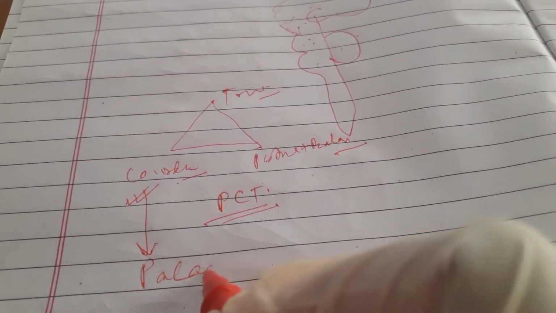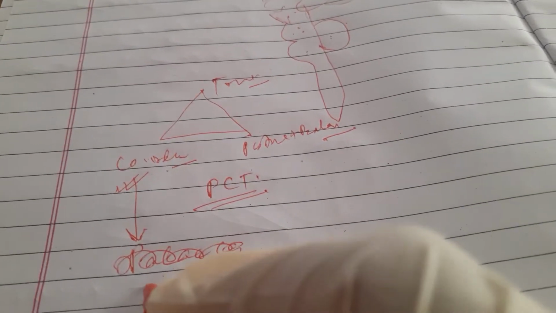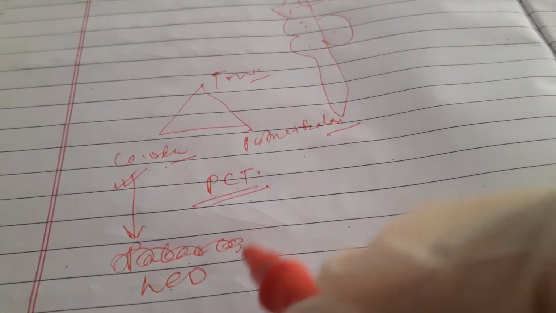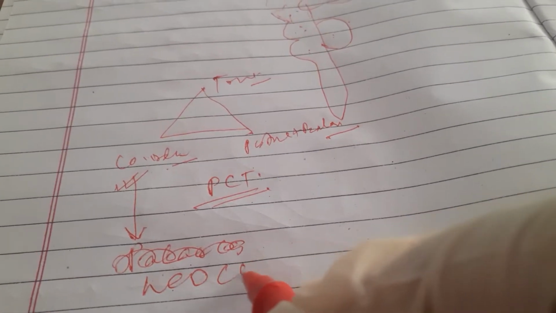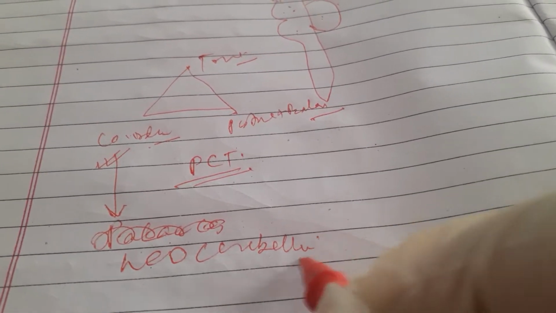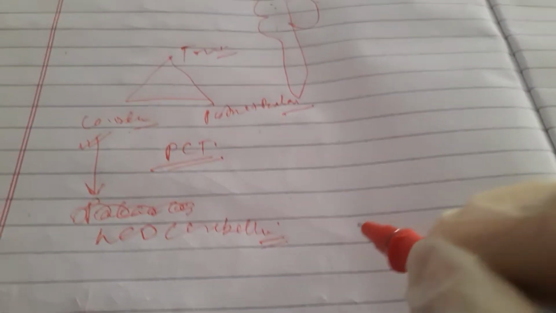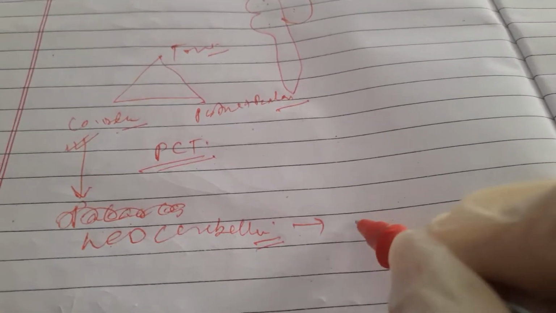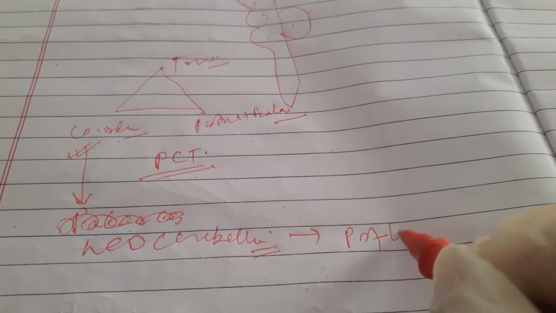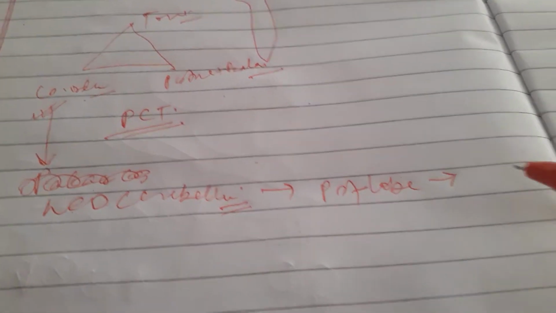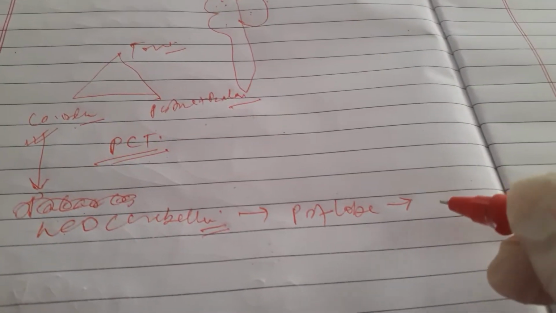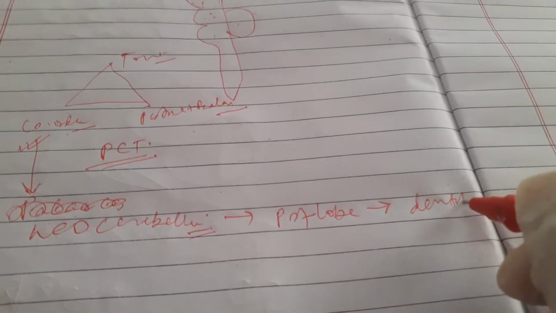Coordination is the most recent one. It is done by the neocerebellum. Most recent is the new. Recent to new, right? New cerebellum. And it is the posterior lobe. And the deep cerebellar nucleus which is related to this is the dentate nucleus.